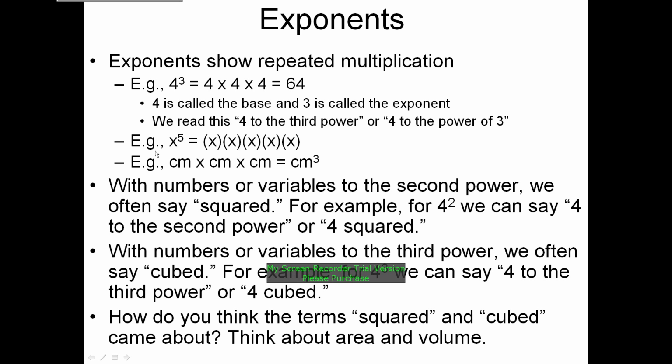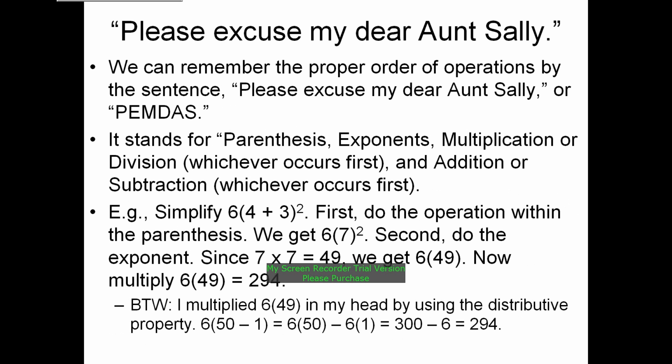We can do this with variables. So x to the 5th means x times x times x times x times x. We can do it with units, and we've done this before. Centimeters times centimeters times centimeters is equal to centimeters cubed. For things to the power of 2, we often say they are squared. For things to the power of 3, we often say that they are cubed. And you can think about our studies with volume and area to figure out why that's so.